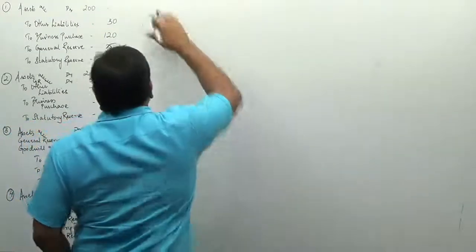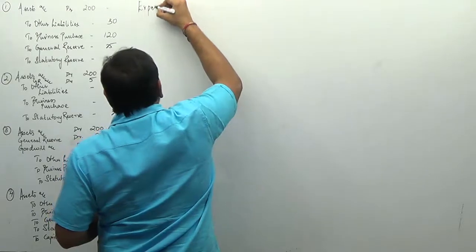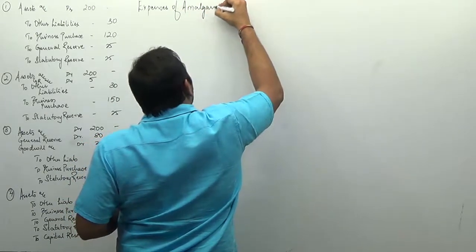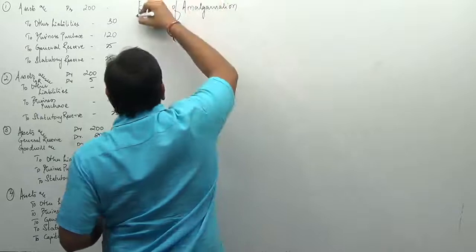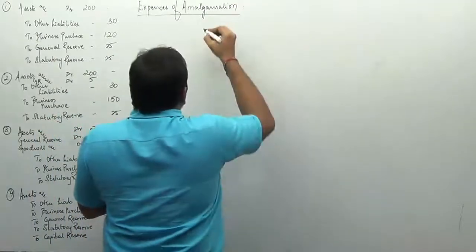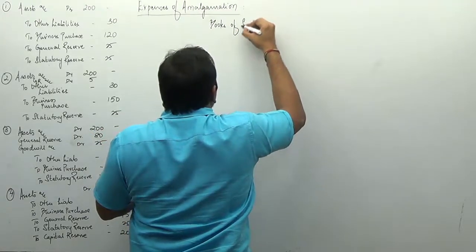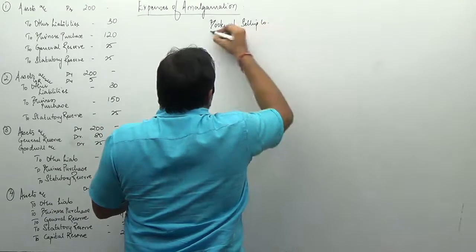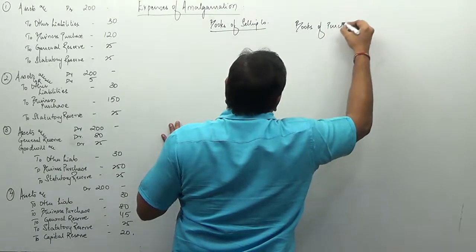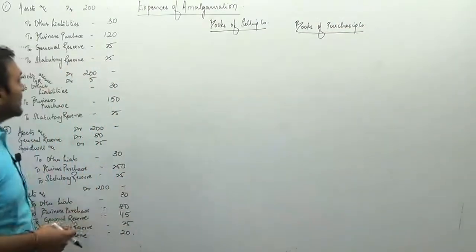Now, let's look at the next topic, a small one, regarding expenses on amalgamation. Amalgamation expenses treatment. Whenever we are talking about the treatment for expenses, I need to talk about both the books of selling company as well as in the books of purchasing company. Let's take case by case basis.